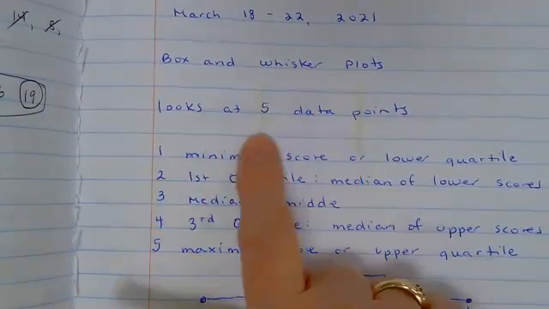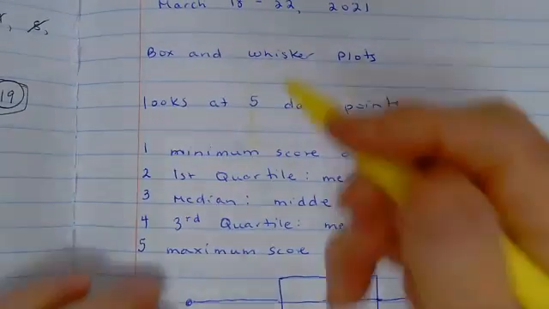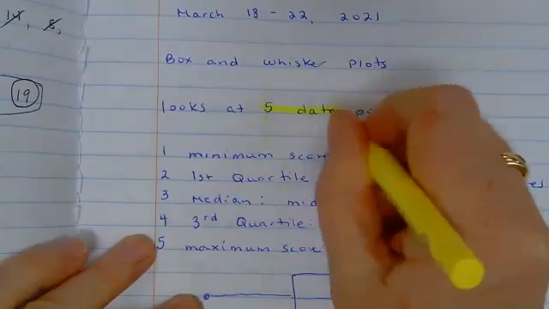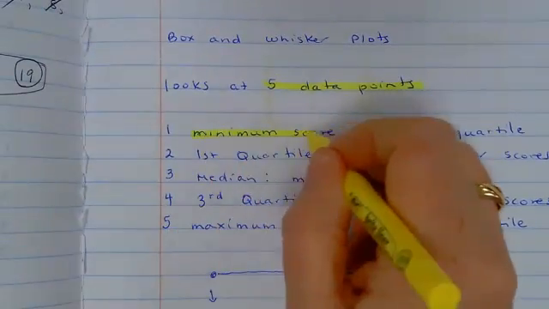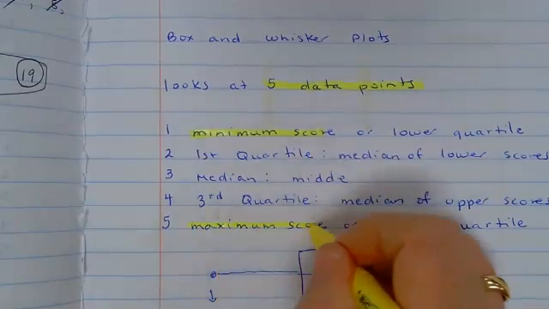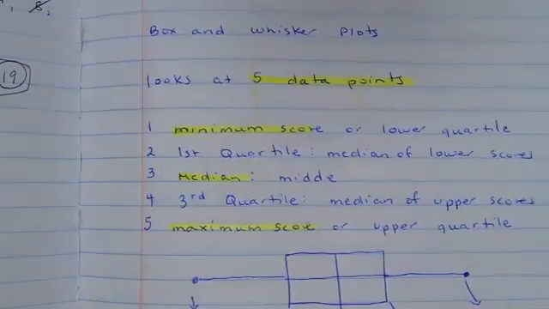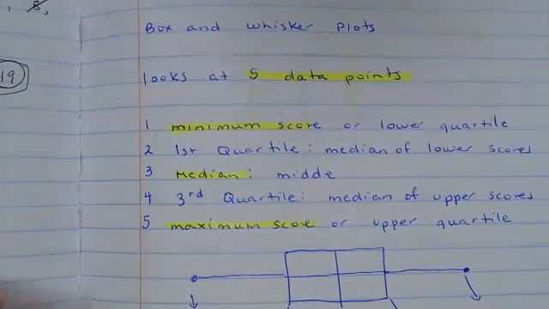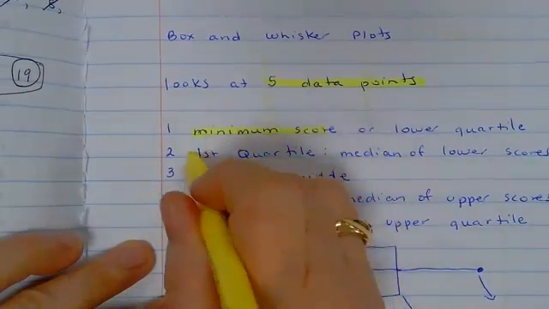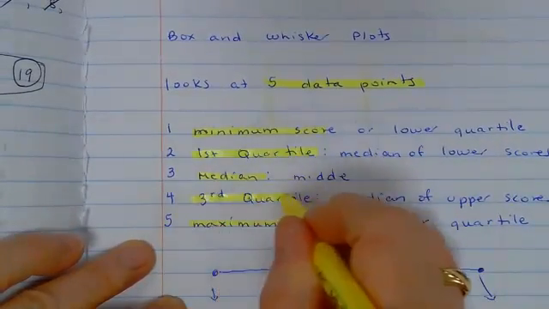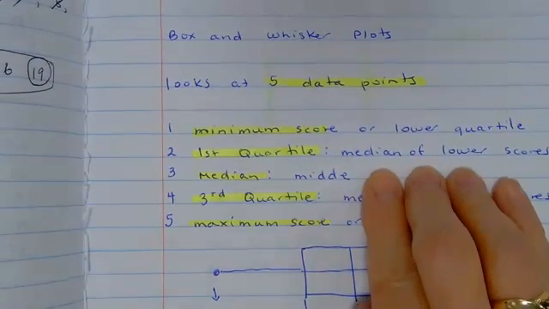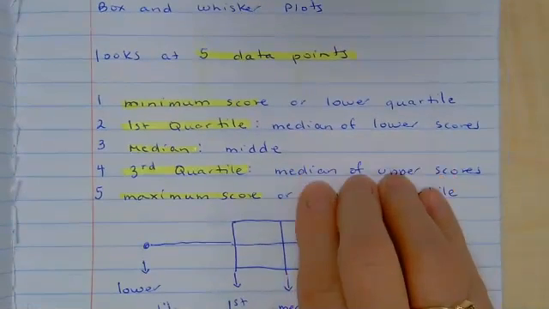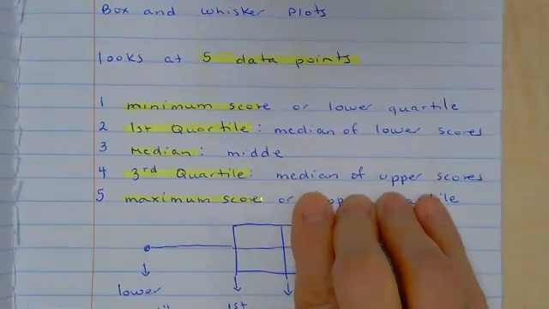Box and whisker plots look at 5 data points. We were pretty clear on this point. There's the minimum score, the maximum score, and the middle score, and those were pretty easy. Then we found that there's a first and third quartile. What you do with the first and third quartile is you look for the median of the lower scores here and the median of the upper scores here. So we're going to practice some of that together.